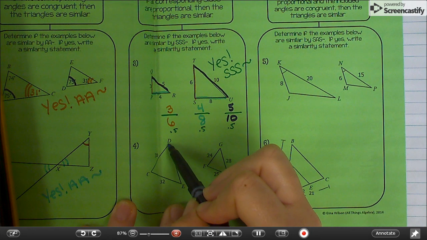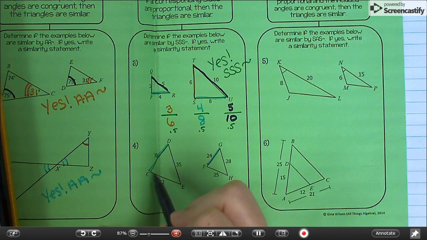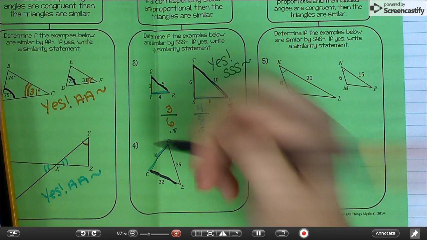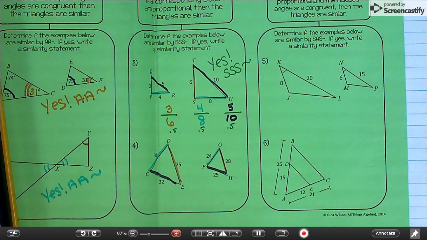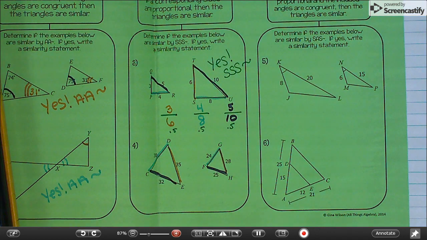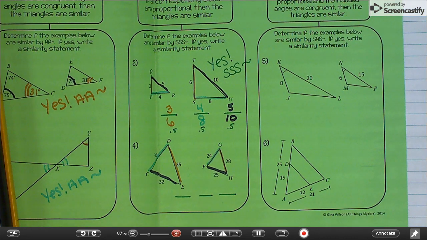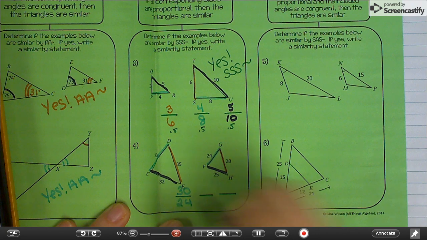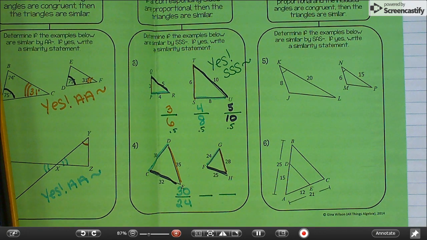I'm going to highlight the small sides, the middle side, and the long side of each triangle. And then we're going to set up the three ratios and see if they are proportional. So we're going to put the small side of one with the small side of the other. I did the big triangle first and the small one second, so I need to do that for every single one.